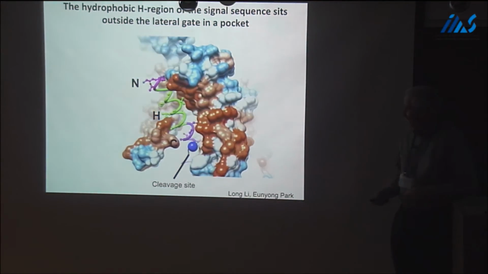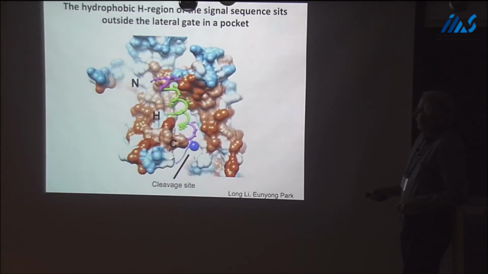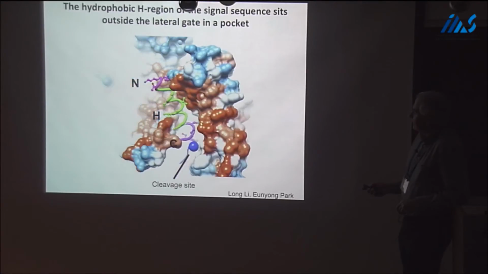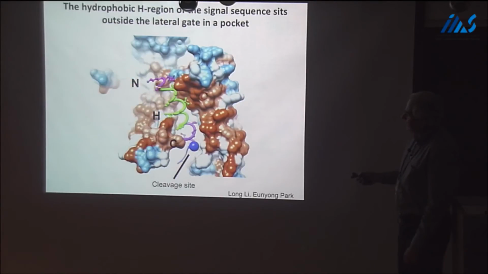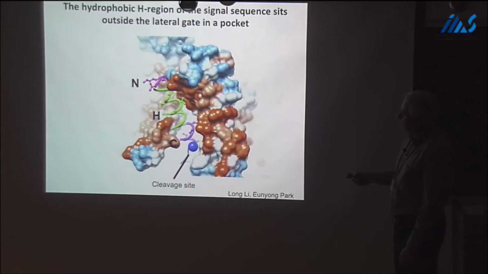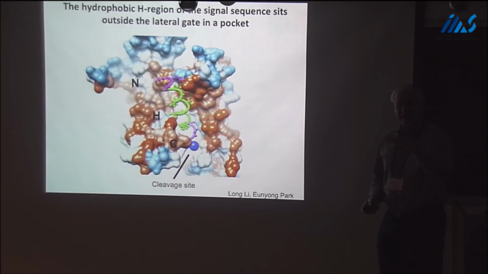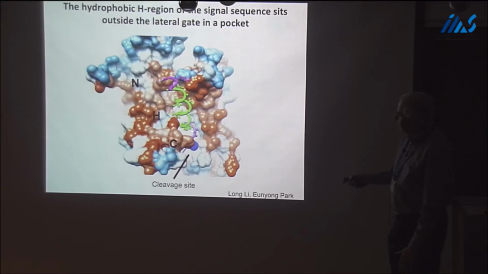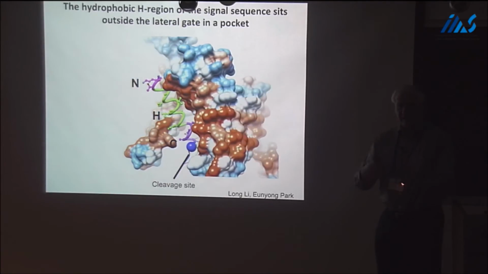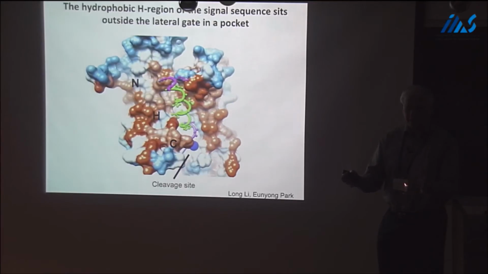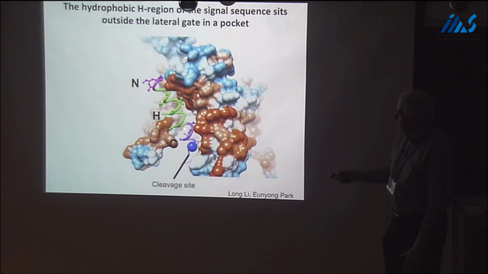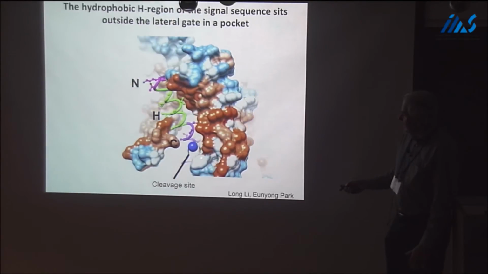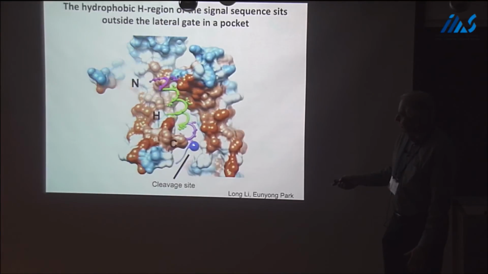Okay, good, fixed. All right, so to our big surprise, it turns out that the signal sequence sits outside the lateral gate. So here's the N domain, the positively charged, and in an intact membrane, it would interact with the negatively charged head groups of the phospholipid bilayer. The hydrophobic H region sits outside the lateral gate, and in a native membrane, it would face mostly lipids. And then the C region is intercalated into the lateral gate. It sits between two transmembrane segments. The cleavage site is shown here with the blue ball.